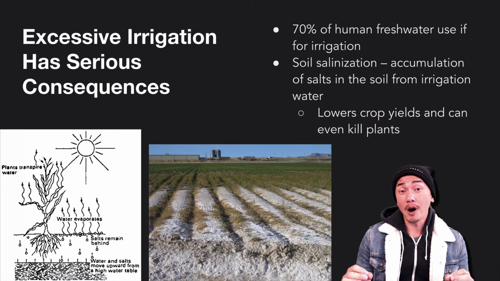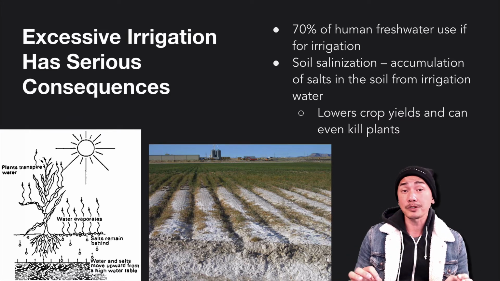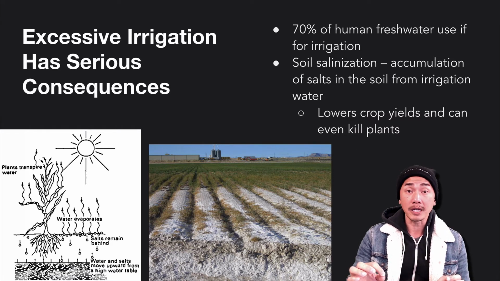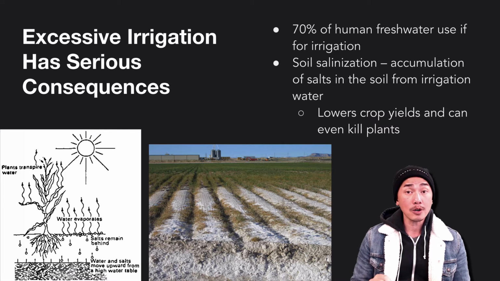The way that we water our crops, called irrigation, has environmental impacts as well. About 70% of human freshwater use is for irrigation. Overwatering crops can cause a condition called soil salinization, where salts build up or accumulate in the soil. This is usually caused because water will evaporate, leaving any dissolved salt behind, and this can lower crop yields and even kill plants.